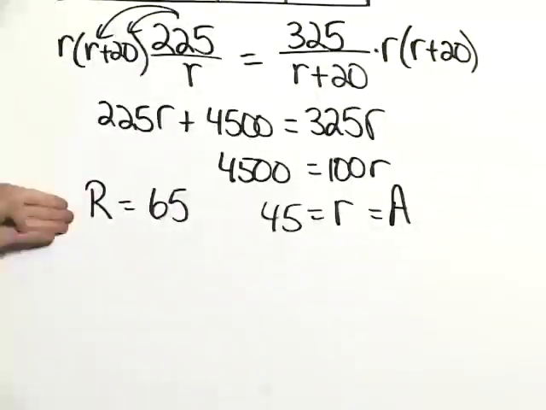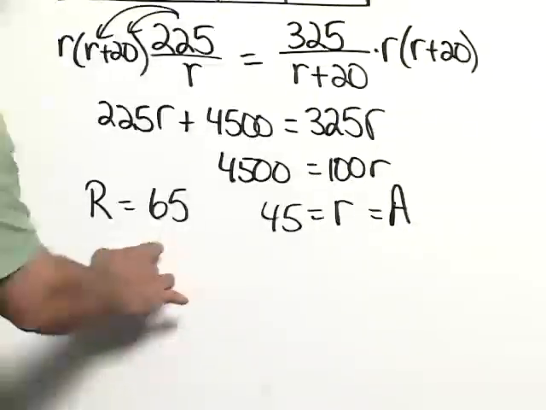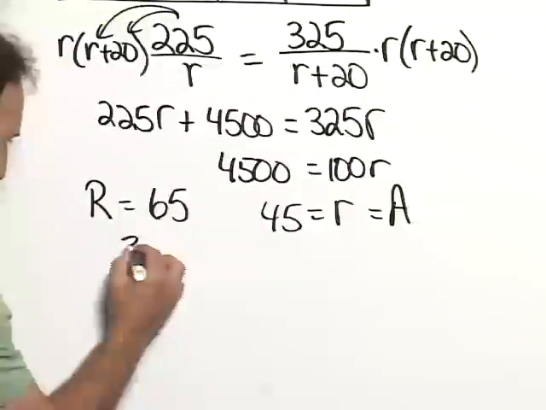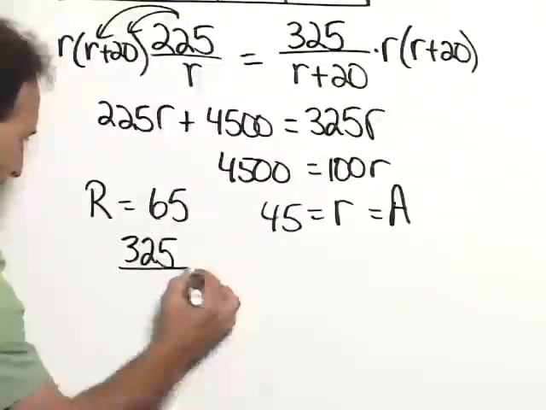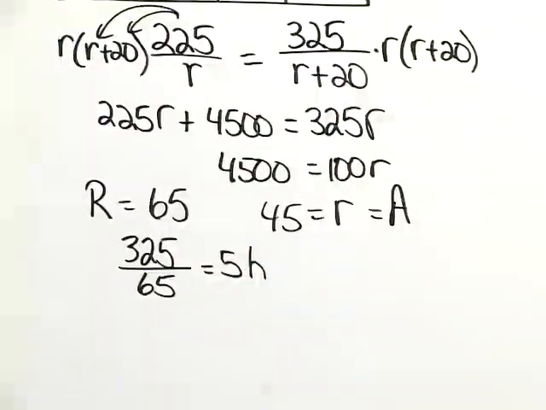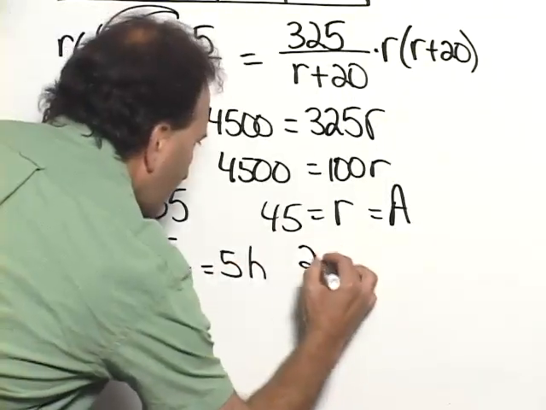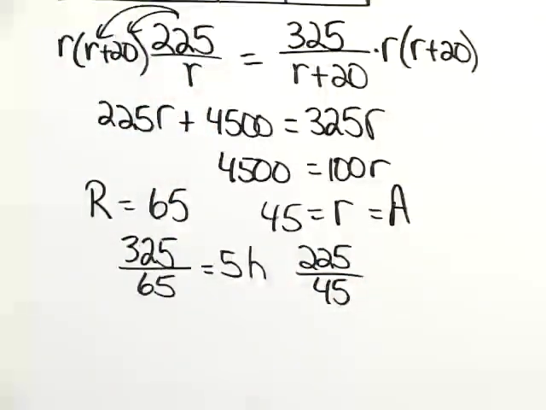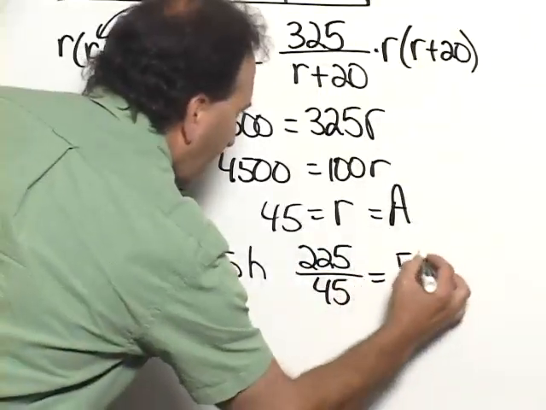We just carried out the problem, which is the third step in the process, and the fourth step is to check our answer. Well, the way we can check the answer is to say, here's Ryan, his speed is 65. If we take his distance, 325, and divide it by 65, that would be equal to 5 hours. Let's do the same for Alicia. 225 divided by 45, and that would be equal to 5 hours.